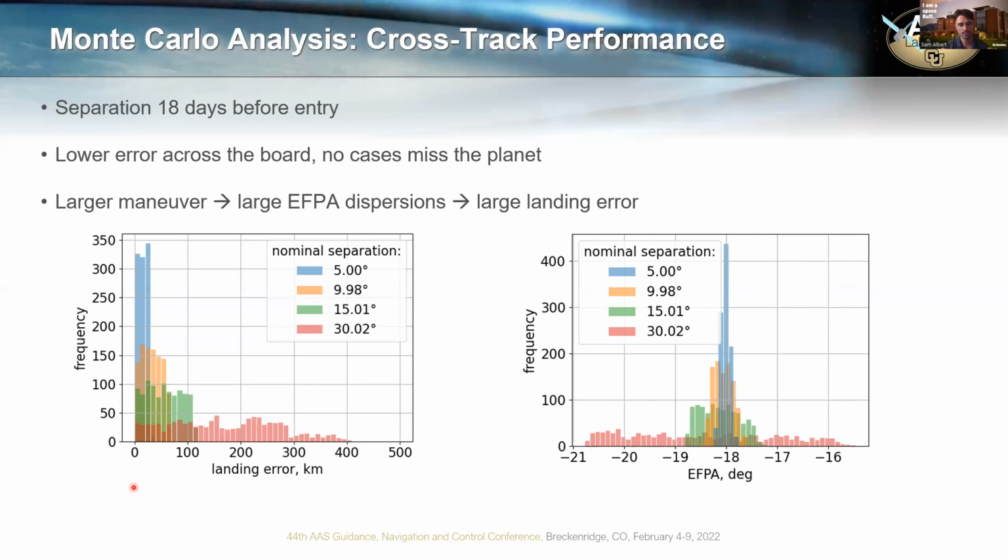And we could sort of understand this behavior again by looking at the entry flight path angles of the probes. For these cross-track separations, they're all nominally at about negative 18 degrees, the entry flight path angle of the carrier spacecraft. But as the maneuvers become larger, and I forgot to mention that for cross-track, we're separating 18 days before entry, so much further ahead of time. And as the maneuvers get larger and we're really far ahead of time, that leads to significant entry flight path angle dispersions, as shown here. And that's what leads to this really large landing error.